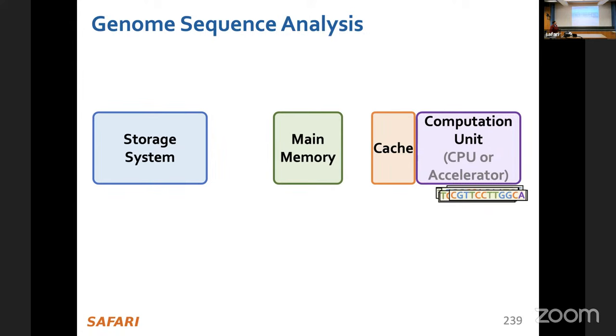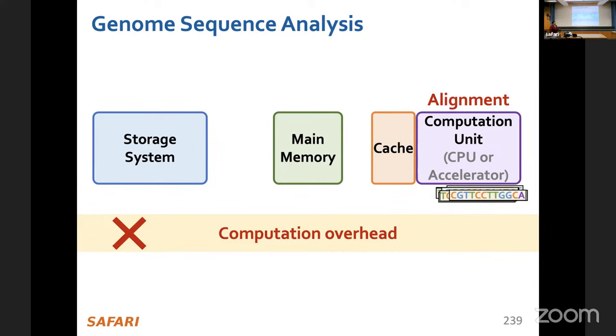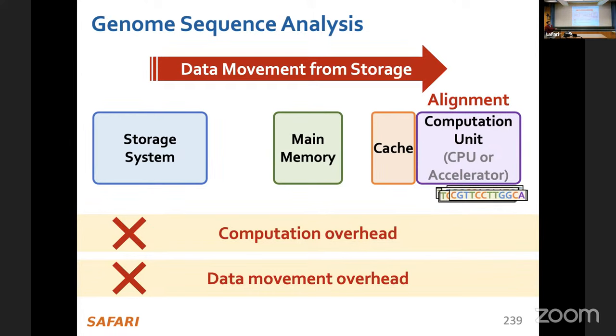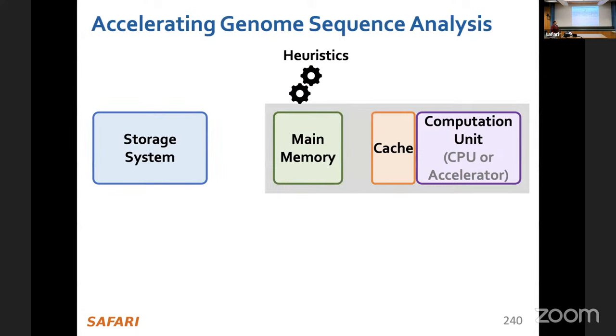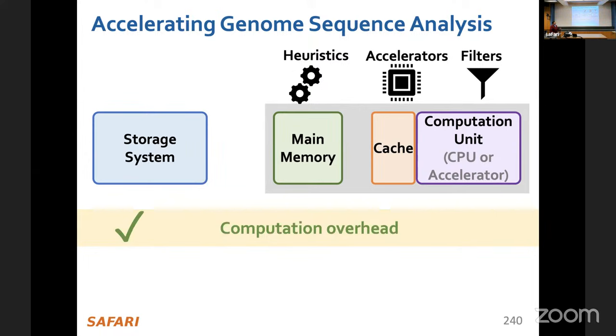If you are performing alignment, there is a computation overhead as we covered, but there is also a data movement overhead because the data needs to move from the storage system towards the computation unit. And of course, people are designing some heuristics, like how can we reduce storage requirements? How can we design accelerators and filters so that we can accelerate the computation part? So perhaps the computation overhead of this genome analysis is getting reduced. But what's not getting reduced is the data movement overhead.